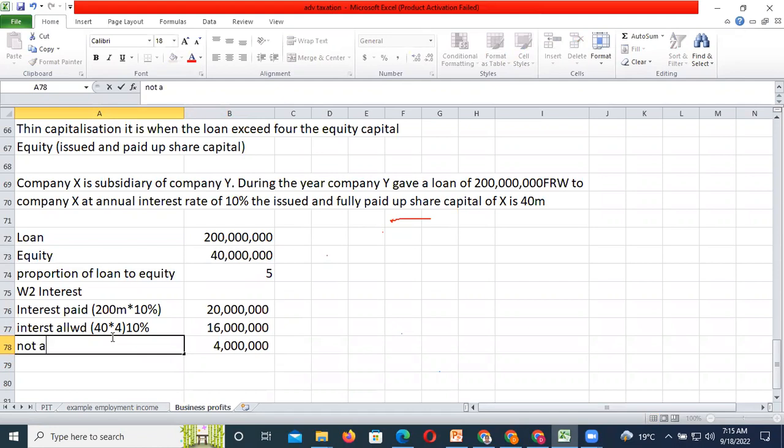So that is how you're going to adjust your thin capitalization. I don't know if you have a question on that. This is one of the challenging parts that students usually face. Any question on how to adjust the thin capitalization?